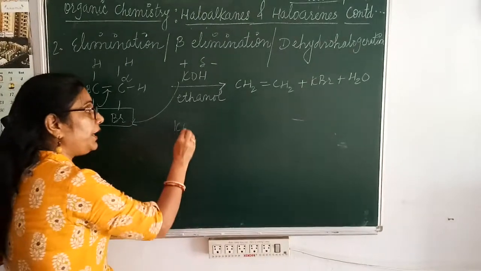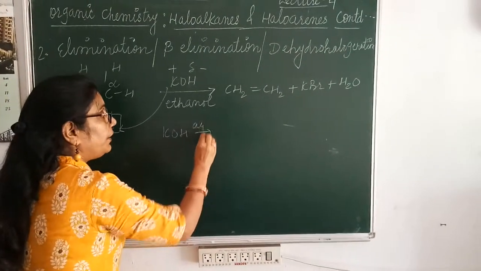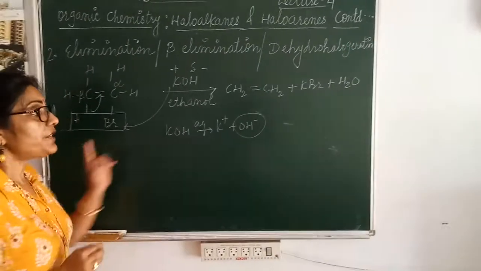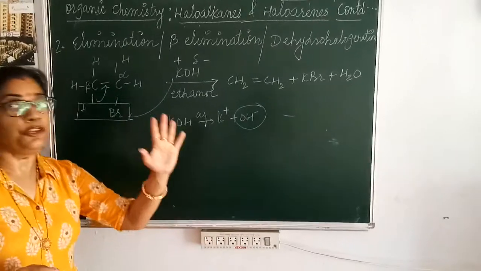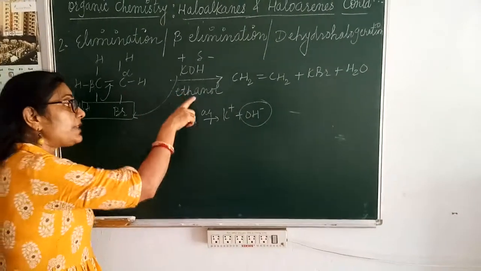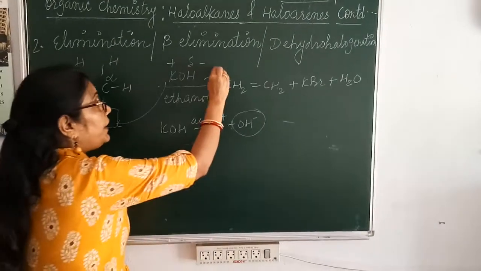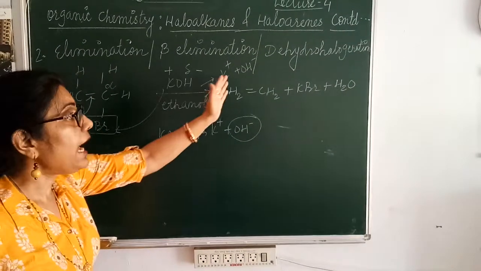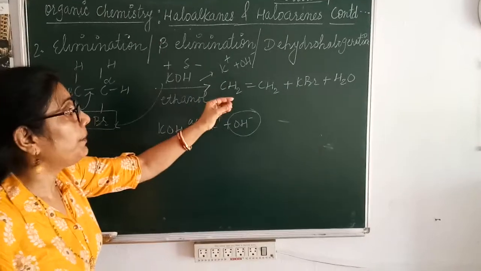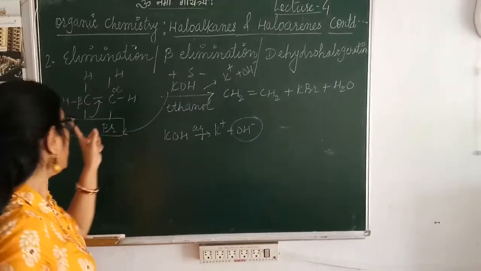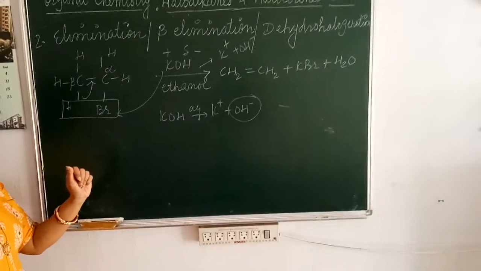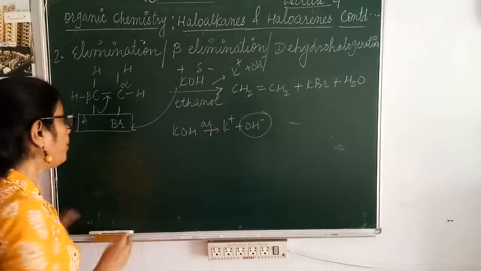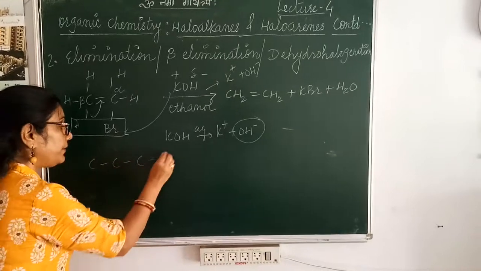In aqueous medium, what happens? KOH dissociates completely and OH minus acts as an independent nucleophile. But so far as alcoholic medium is concerned, here the ionization is partial. And due to partial ionization, to be stable, this OH minus abstracts H plus from the beta position so that elimination occurs. That's very, very important.